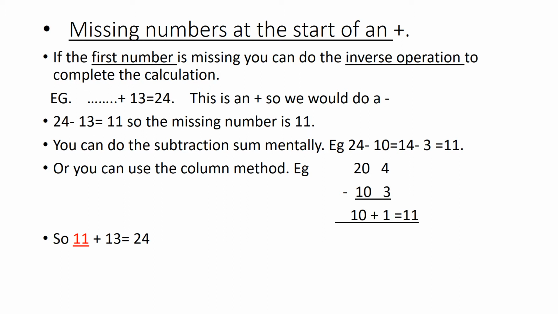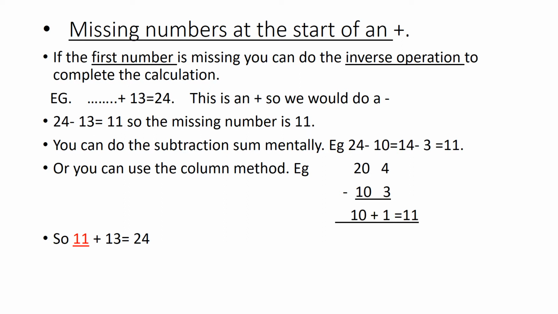Now if it's the first number that's missing, it's always better to do the inverse operation. So we know that the opposite of add is take away. So we would do a take away sum to work out the answer. So we would go 24 take away 13 equals 11. So we know the missing number is 11.